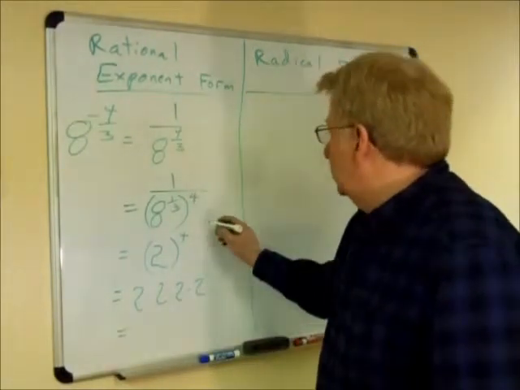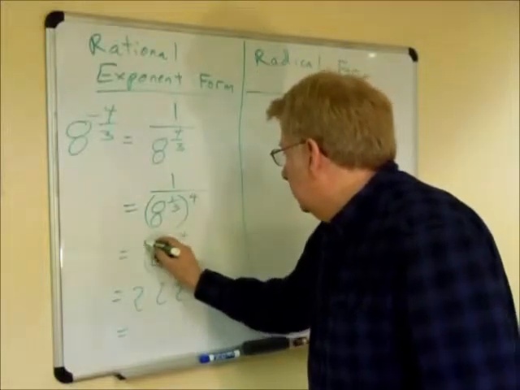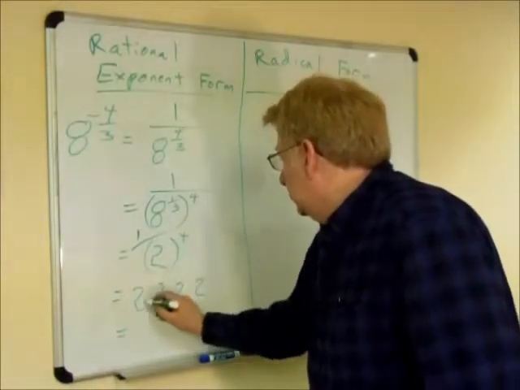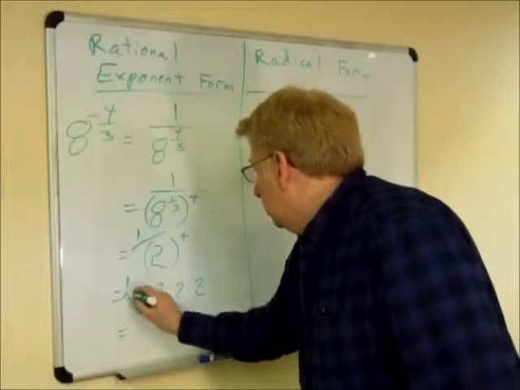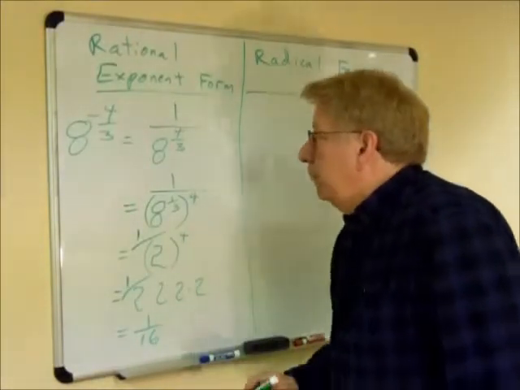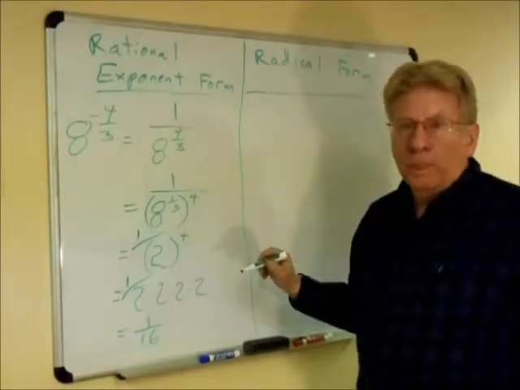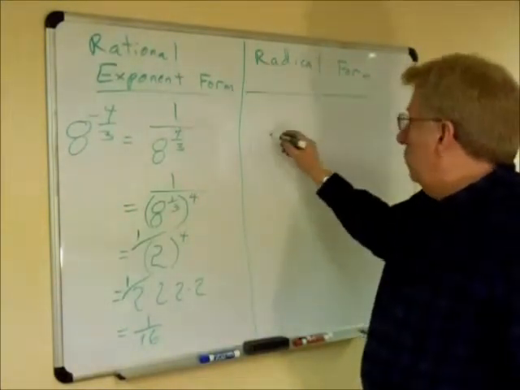And of course that's in the bottom. I lost track of that fact. So really we got a 1 over that. So we have a 1 over 16. So here we did this with rational exponent form. Now let's look at it with radical form.